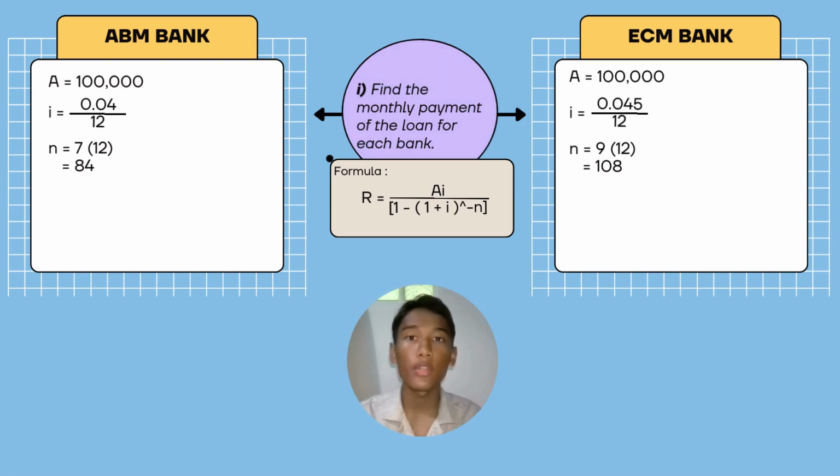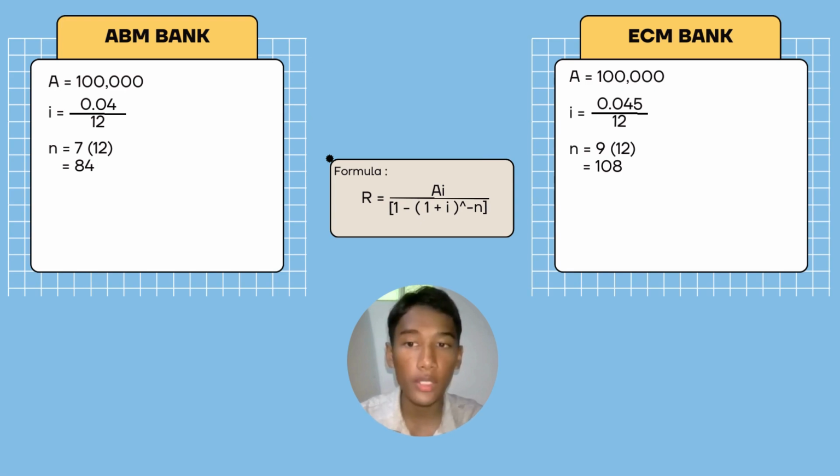Alright, before we solve the question, we need to write down all the information we have. So A for both banks is the same, which is 100,000. And i, we know that it is the interest rate over 12. So for ABM Bank, the i is 0.04 over 12. And for ECM Bank, the i is 0.045 over 12. And n, we know that it is the term times frequency. And n for ABM Bank is 7 times 12, and we get n is 84. And for ECM Bank, n is 9 times 12, and we get n for ECM Bank is 108.